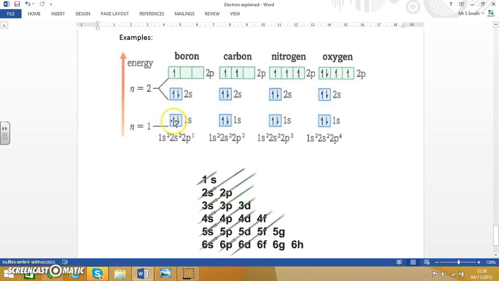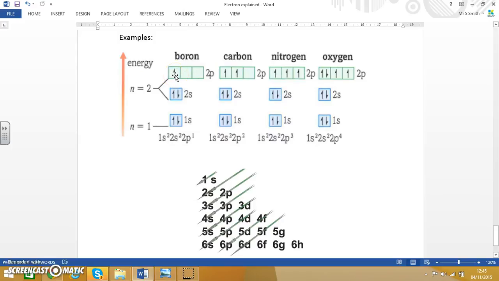The first 2 electrons we place in the 1s subshell because this is closest to the nucleus. The next 2 electrons we place in the 2s subshell of the second shell because this is the next closest. And then finally the remaining electron we place in the first position of the p orbital.